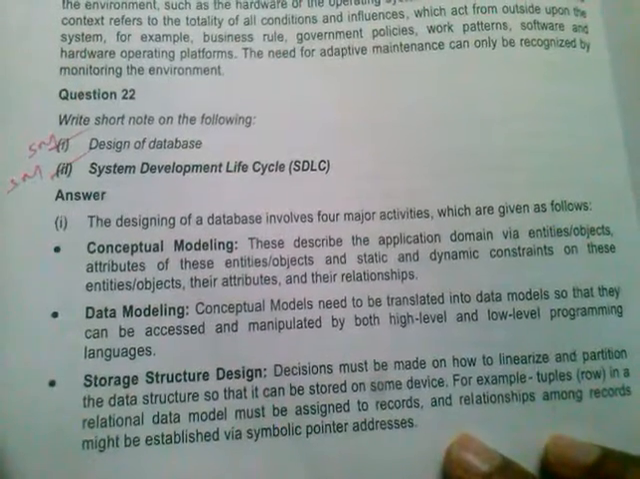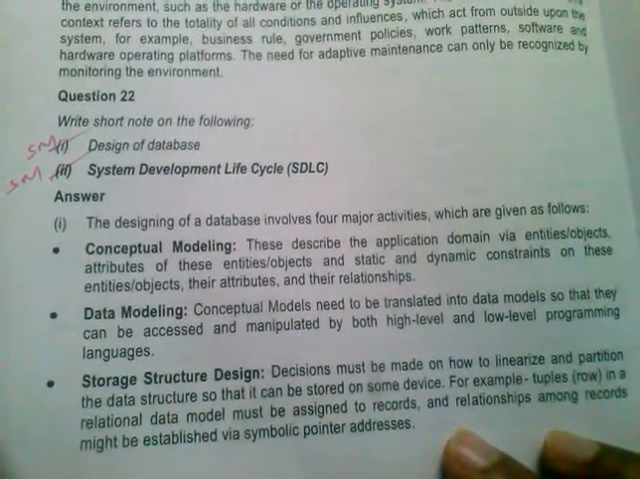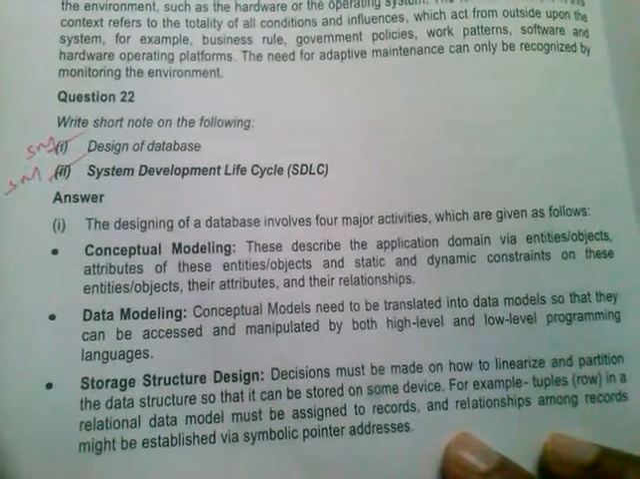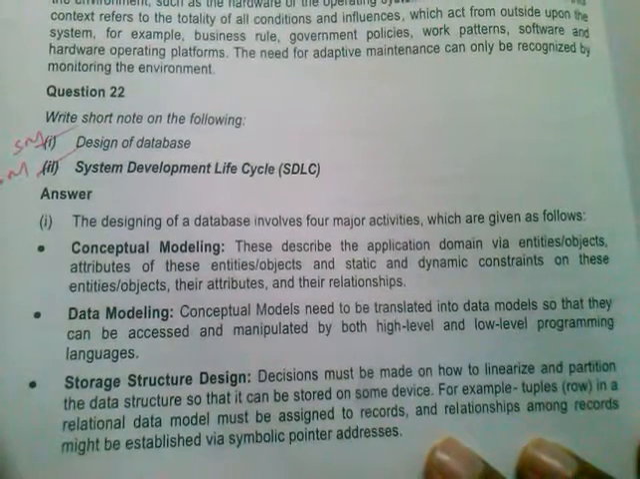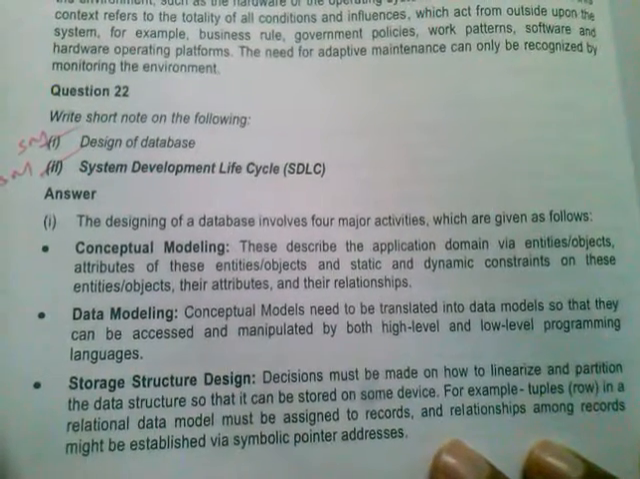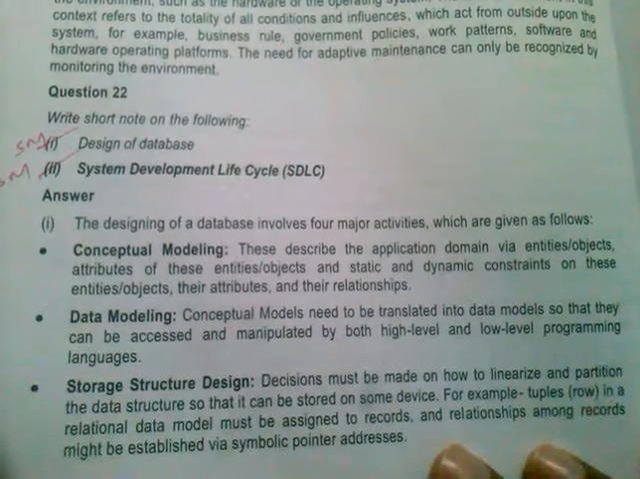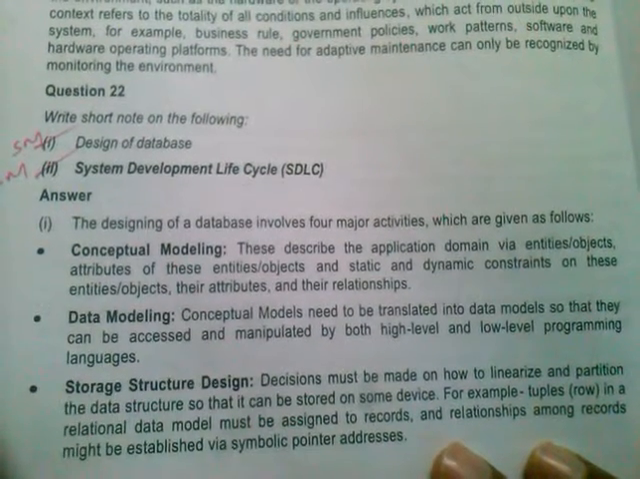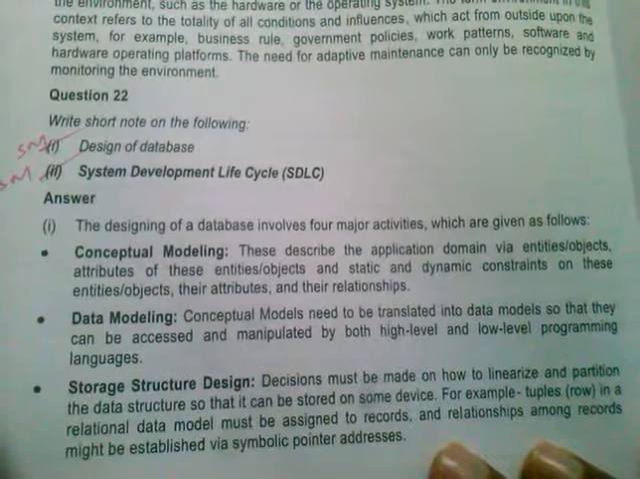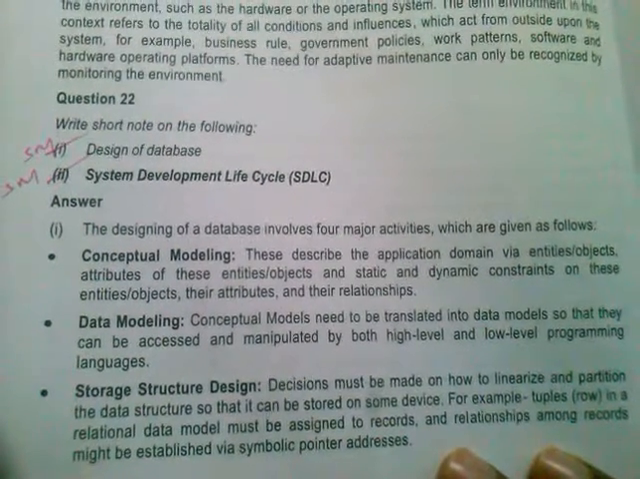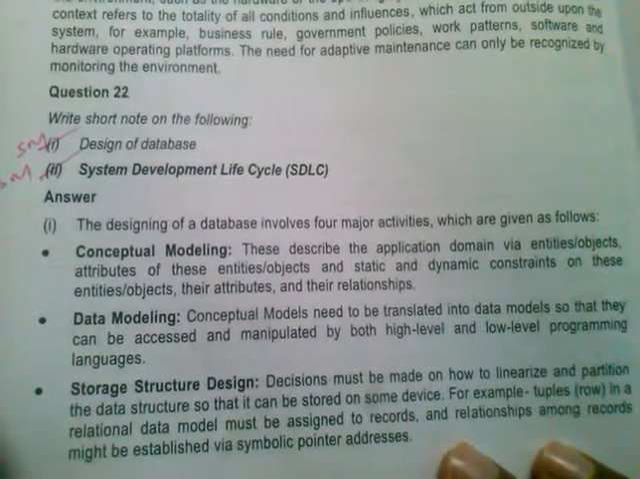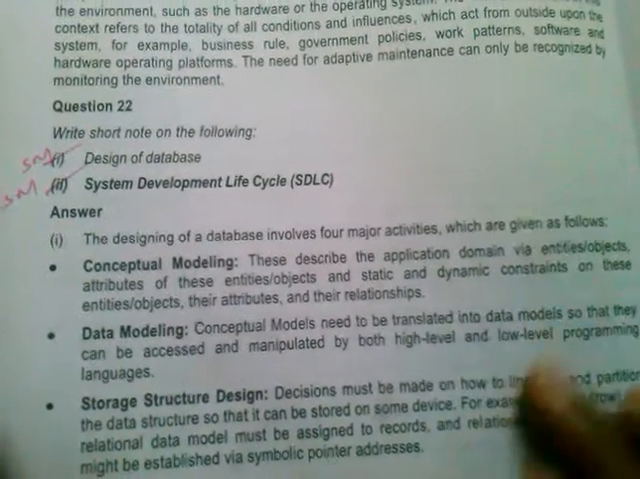Storage structure design. Decisions must be made on how to linearize and partition the data structure so that it can be stored on some device. For example, tuples (rows) in a relational data model must be assigned to records, and relationships among records might be established via symbolic pointer addresses.